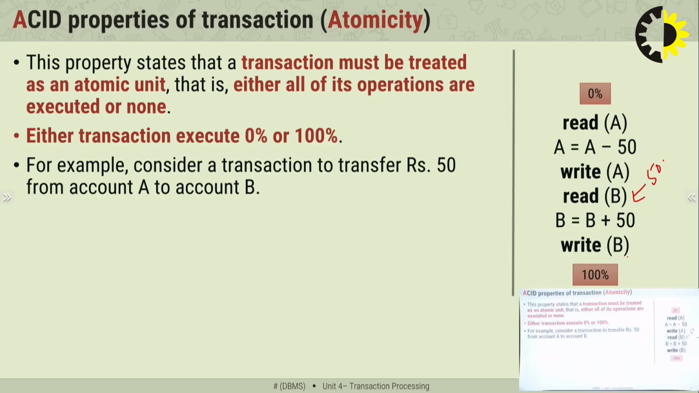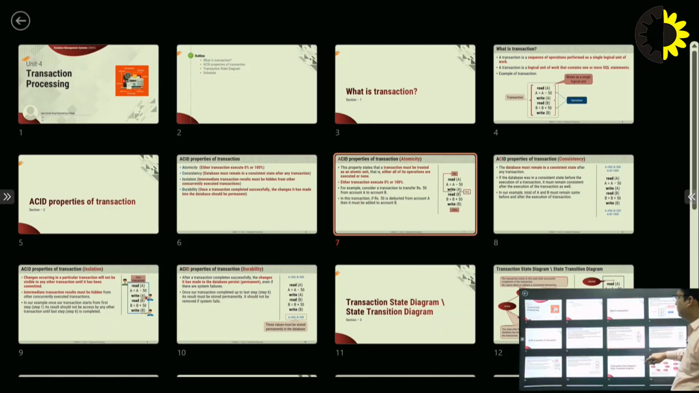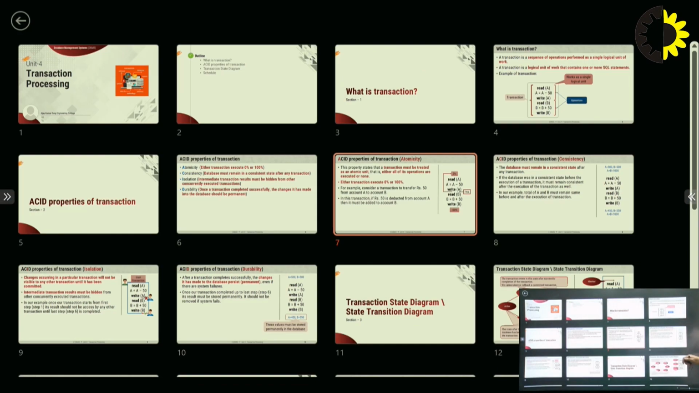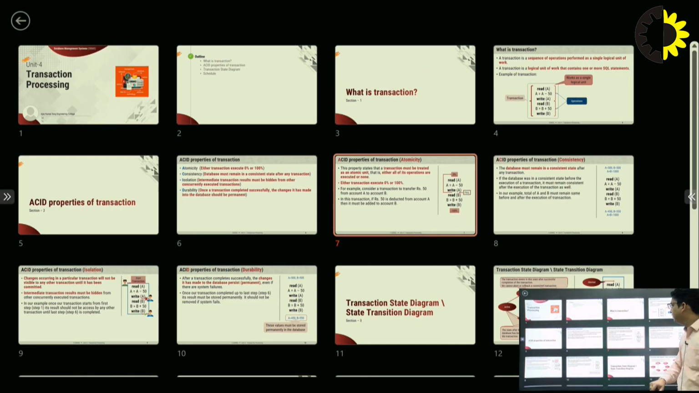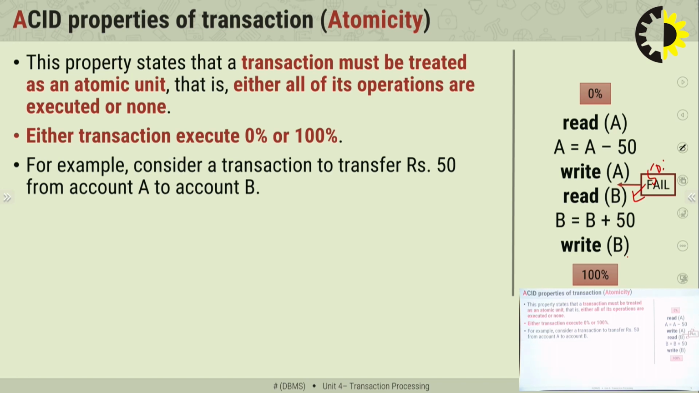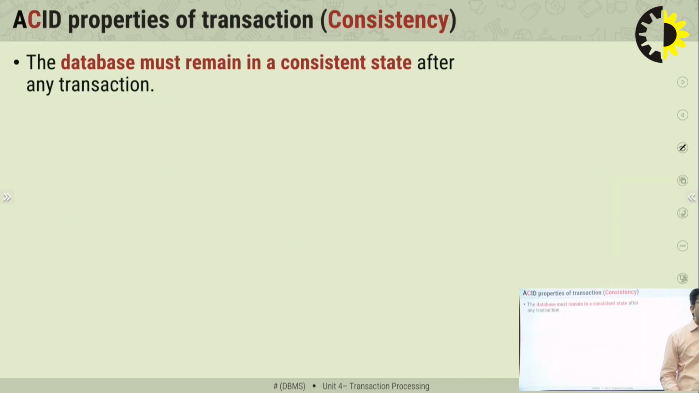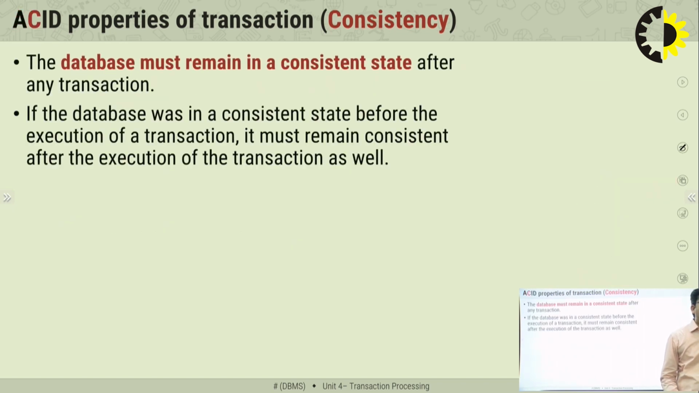So this 50% is also equivalent to 0. This 50% has no value at all, it is also 0. So it will be considered as a failed one. If failure occurs here, it is 0. Only after the last line is executed, we can say the transaction has successfully executed and it is 100% performing the task. Then consistency. Consistency means the database must remain in consistent state.